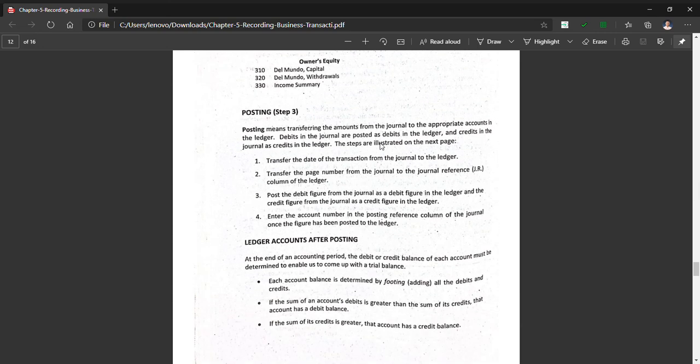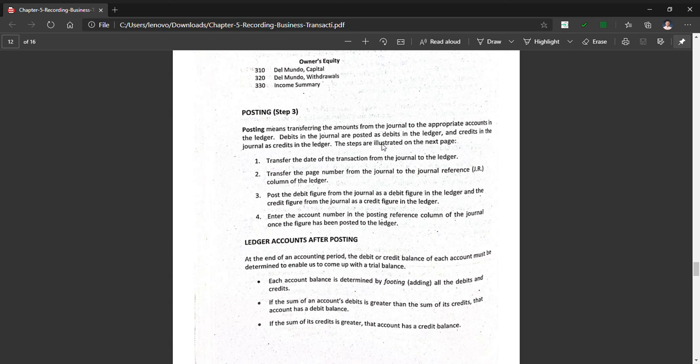So we have the steps in posting. Okay. So posting is just yung pinag-transfer lang natin yung mga amounts from the journal to the ledger. So we have steps. Step number 1, transfer the date of the transaction from the journal to the ledger. Okay, so first we need to transfer the date para alam natin kung kailan ito naganap. Next is to transfer the page number. Okay, yung page number, it is dependent on the journal. Tingnan nyo lang kung ano yung number under sa journal.